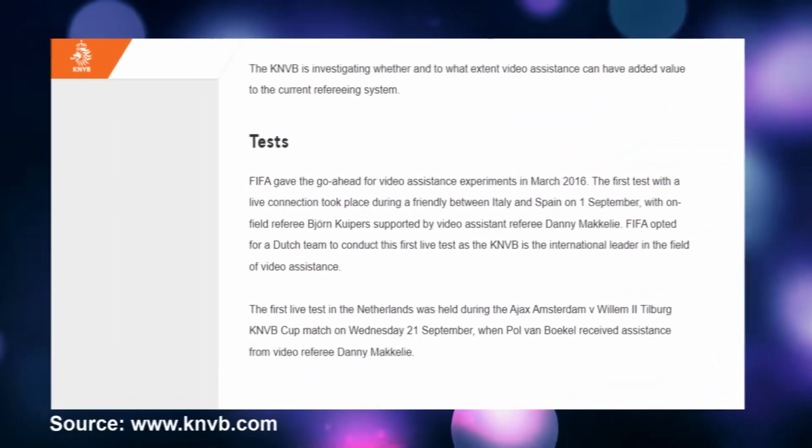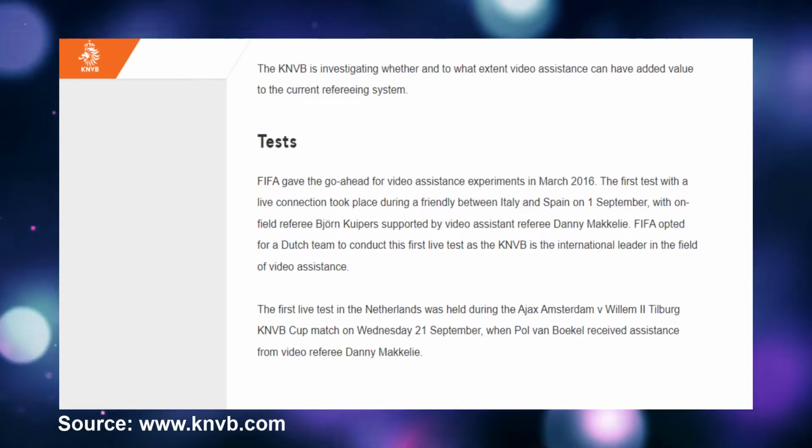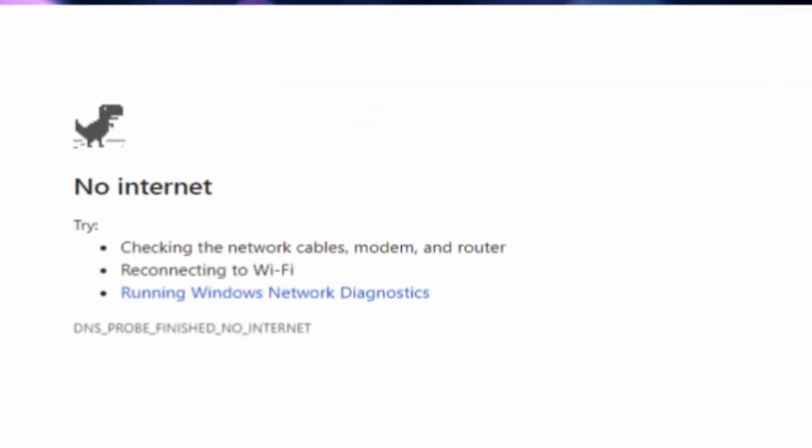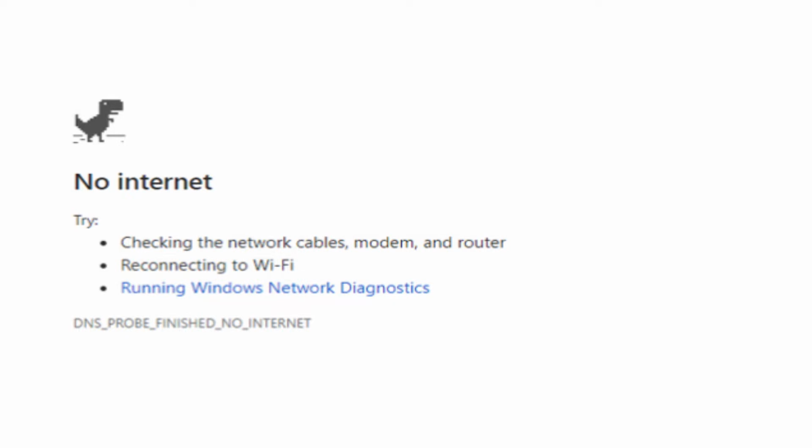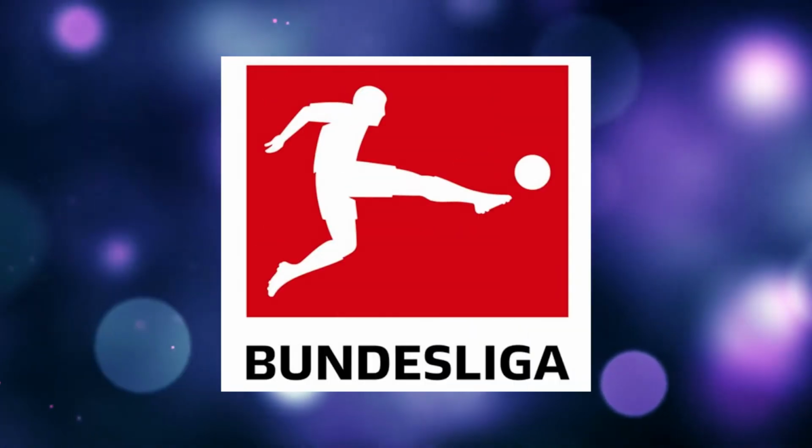The first test of the VAR system with a live connection took place during a friendly between Italy and Spain on the 1st of September 2016. The reason for such delay to bring VAR to the rest of Europe was due to insufficient internet access being available within stadiums at the time. Therefore, it was not introduced in Italy, America and Germany until 2017 with mixed reception.